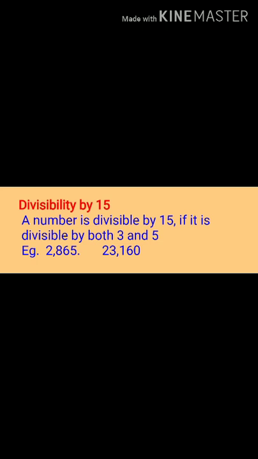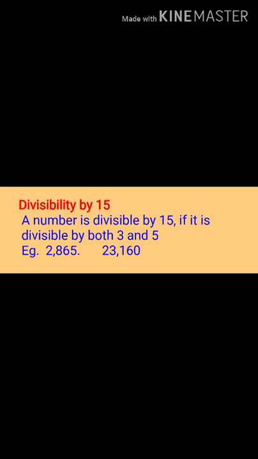2865. In this number, the ones place is 5, so it is divisible by 5. Now 2 plus 8, 10, plus 6, 16, plus 5, 21. So the sum of the digits is 21. 21 is exactly divisible by 3. 21 divided by 3, you will get 7 without any remainder. So this one is divisible by 5 and also 3. So 2865 is divisible by 15.